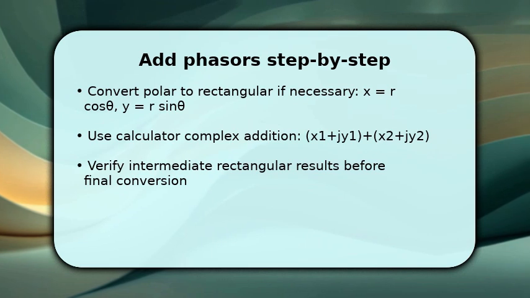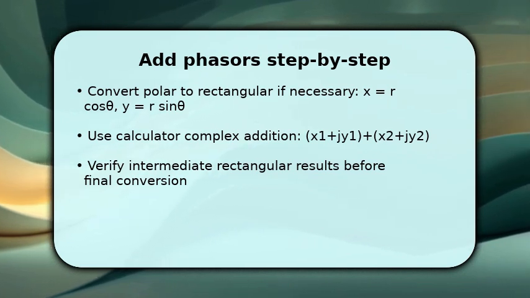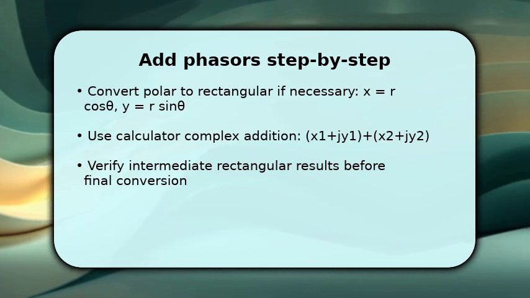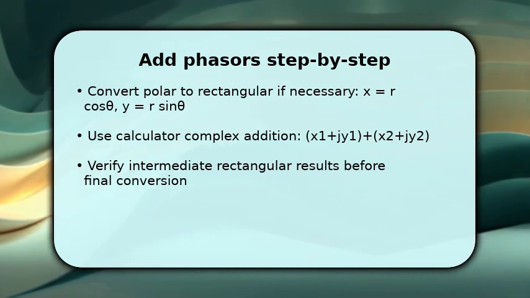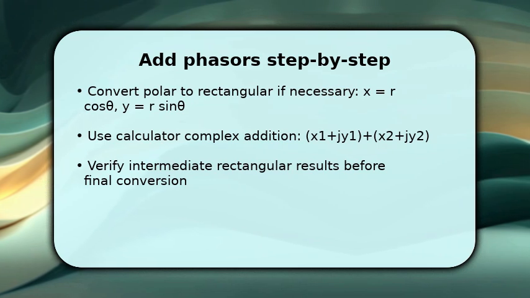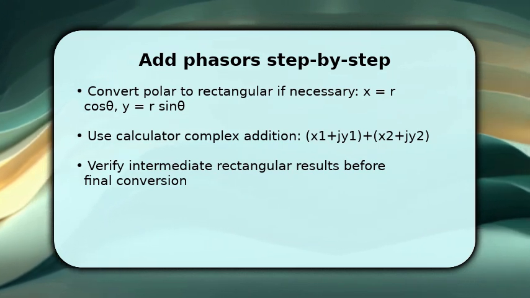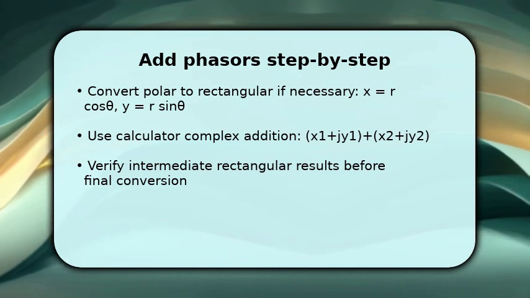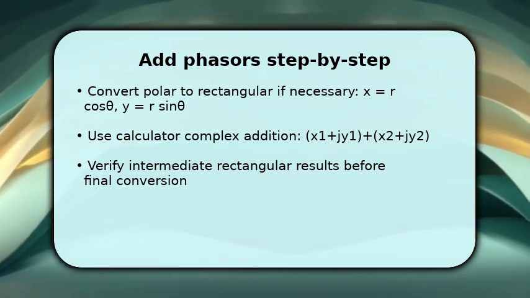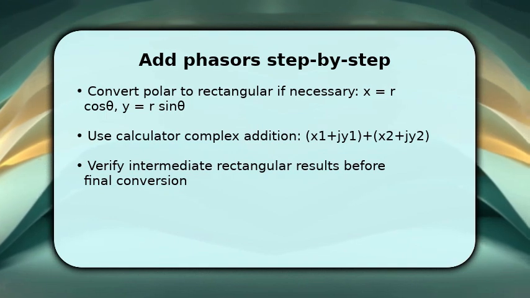Add real parts together and add imaginary parts together. Once the rectangular sum is obtained, check those intermediate values to ensure no sign or unit errors. If you prefer, use the calculator's complex mode to add without manual conversion, but verify both approaches match.